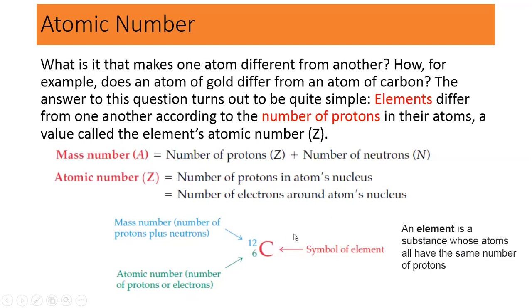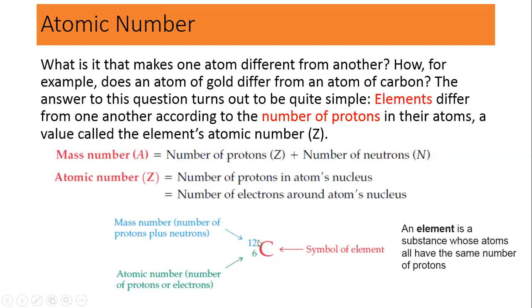So here is the example. Let's suppose this is carbon. This is the general representation of an element. This is the symbol of the element, C, which stands for carbon. There are two figures written here, one on the lower portion and one on the upper portion. The lower one is represented as the atomic number, and this is the number of protons present in the element or the atom.